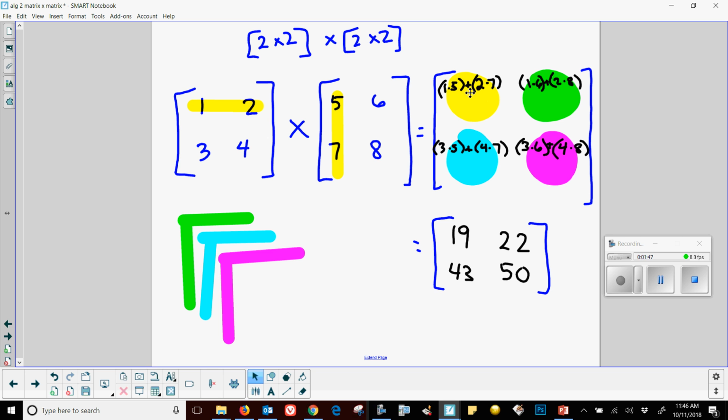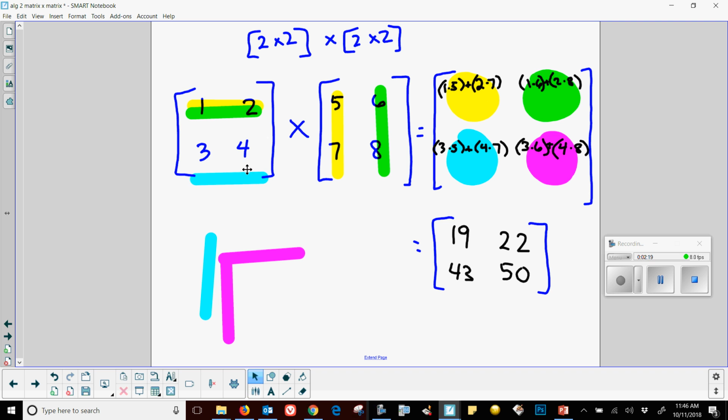1 times 5, bam. 2 times 7, bam. But the problem is I can't just have 2 numbers sitting in this spot. So we add them together. 5 plus 14 is 19. Now we go over here. Now this is the first row, but now it's the second column. So we'll still be using the first row, but now we're using the second column. Same thing. 1 times 6, 2 times 8. Add those 2 numbers together. 6 and 16 is 22.